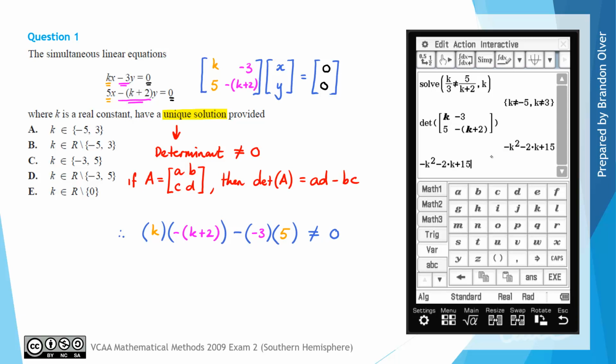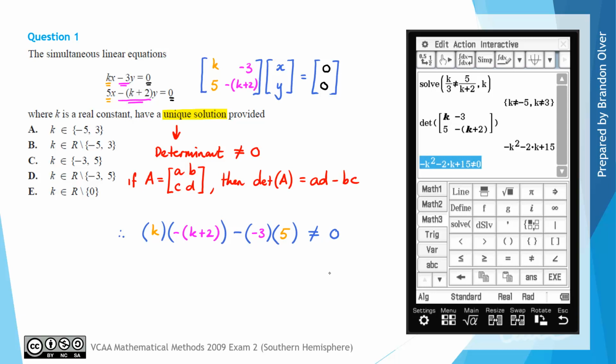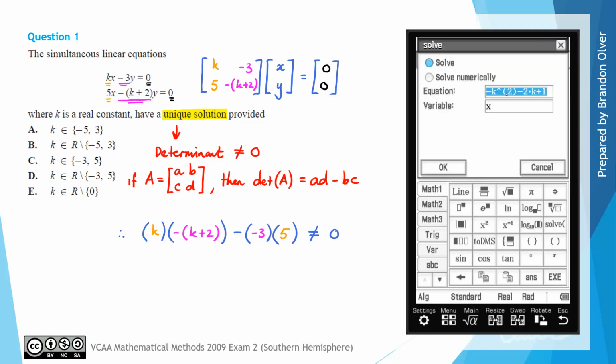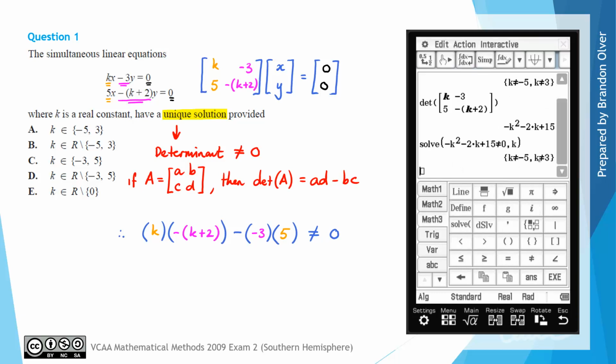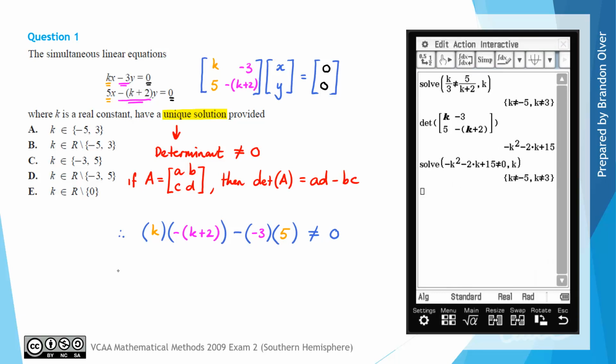And then we want to solve this, again, not equal to 0. So I can use Math 3 and the not equals sign there. Then we can highlight this and go interactive, equation inequality, solve for the variable k. That will give us the same two values that k cannot be equal to. So once again, we find that k cannot equal negative 5 and that k cannot equal 3 to give unique solutions for this simultaneous set of linear equations. So that leads us to the correct answer of B as well, using that second matrix method.